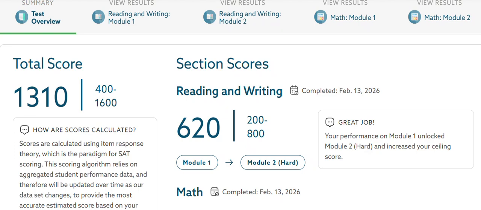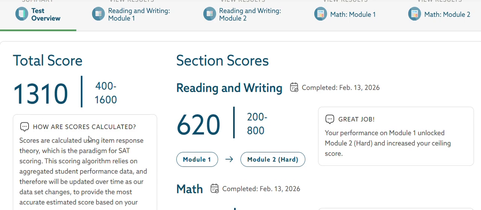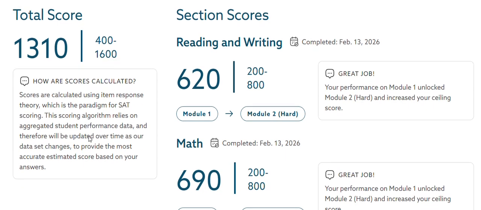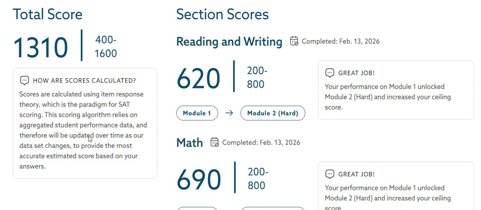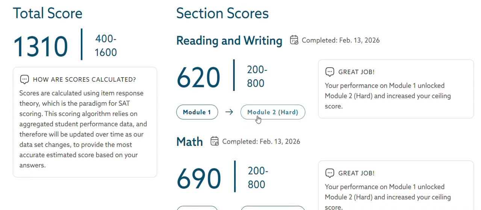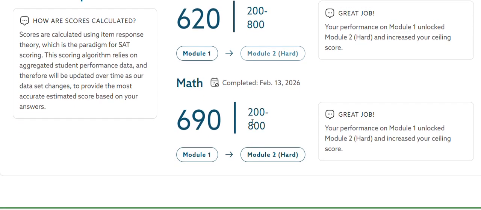Score report for my digital SAT materials at East Cobb Tutoring Center. This is my third SAT practice score, and I got a 1310 out of 1600. It's a great score. I can see that on reading and writing, I triggered the second harder module, which means that my ceiling score is now 640.